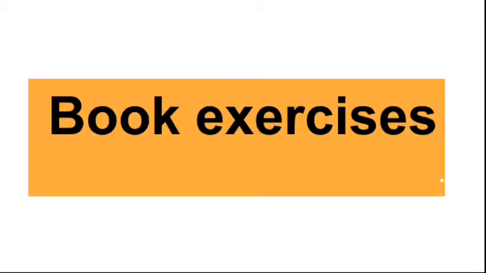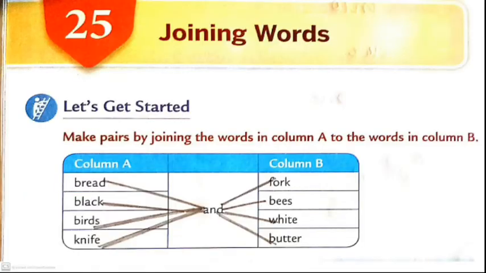Now let us see the book exercises. Make pairs by joining the words in column A to the words in column B. Here you just have to make pairs. Like the first pair is bread and butter. Second pair is black and white. Third pair is birds and bees. And the last pair is knife and fork.